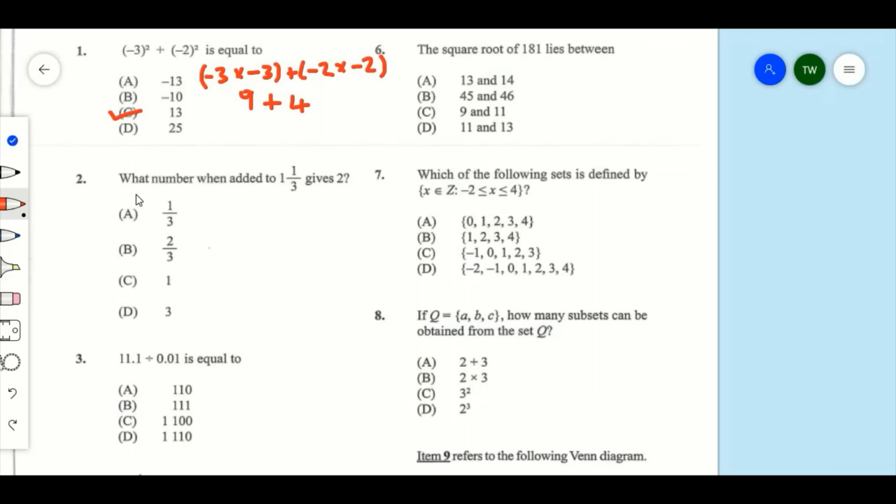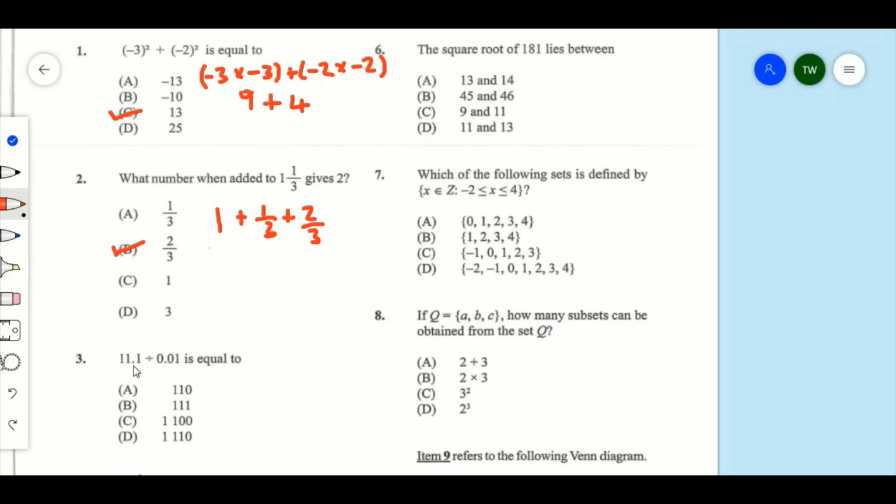Number 2. What number, when added to 1 and 1/3, gives 2? Now 1 and 1/3 means 1 plus 1/3. Now, what can we add to 1/3 that will give us 1? We can add 2/3, right? Now, you see that 2/3 plus 1/3, that's 1, plus 1 more, that's going to give us 2. So, our answer for number 2, that's going to be B, which is 2/3.